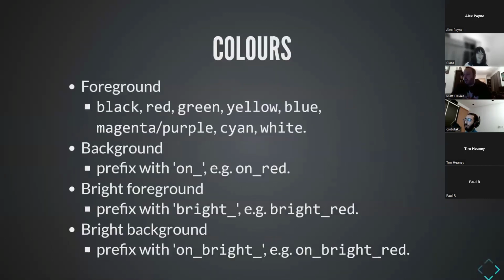And there's a whole bunch of colors. So for the foreground, you've got black, red, green, yellow, blue, magenta, or purple, cyan, and white. So those are your primary and secondary colors. On the background, you just prefix it with on underscore. So for example, on red. For a bright foreground, you just prefix with bright, such as bright red. And for bright backgrounds, you can prefix with on bright. So you get on bright red. And you can chain those calls. So if you want red on a yellow background, you can say .red, .on yellow, for example.